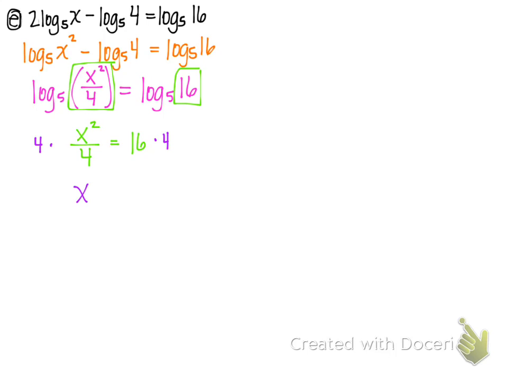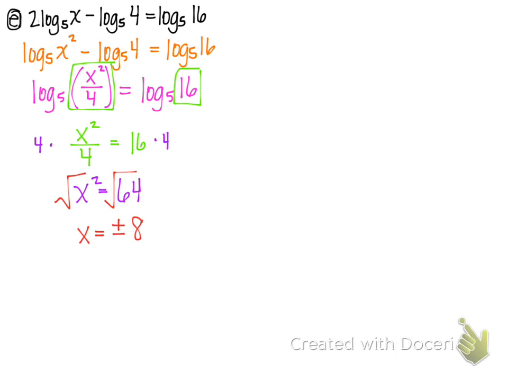And we get x squared is equal to 64. And then the next thing we got to do is we got to get rid of that squared. In order to get rid of a squared, we got to take a square root of both sides. Now, you got to remember that whenever you take a square root, what you get out is plus or minus whatever the square root of 64 is. The square root of 64 is 8.